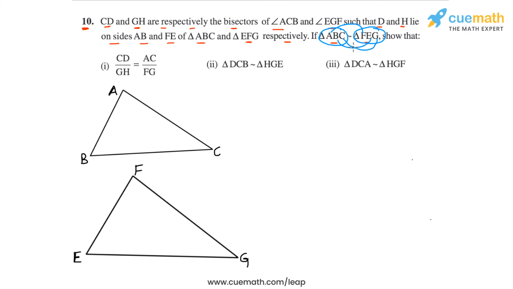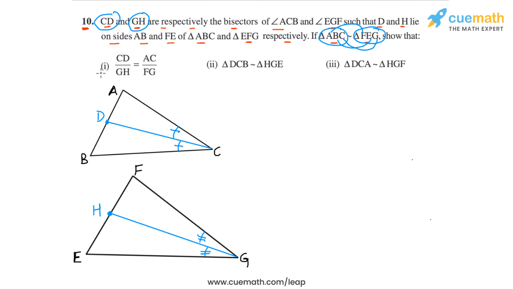Okay, now CD and GH. CD and GH are angle bisectors of angle ACB and EGF. So angle ACB is this, angle EGF is this. So let's draw the angle bisectors of these two angles like this. Okay, so this is our figure, and now let's go through all the three parts.